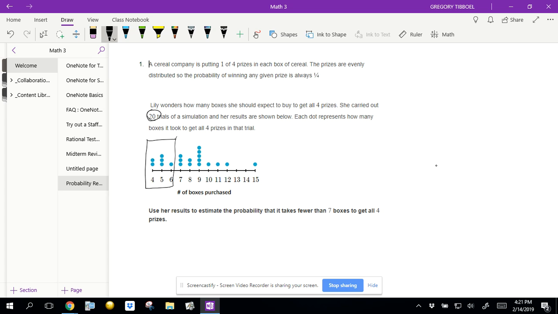1, 2, 3, 4, 5, 6. So that happened 6 times out of how many times did we do this? Well, if we count up all the dots, we get 20. So 6 out of 20, just out of general mathiness, we should probably reduce our fraction. So I think that would be 3/10. You can type in your calculator, I believe 0.3 would also work. All these answers should work though.